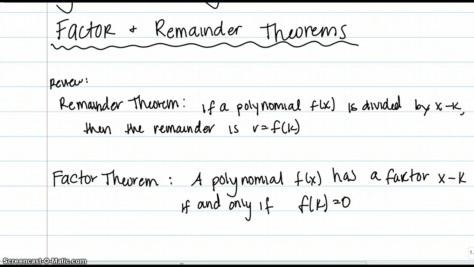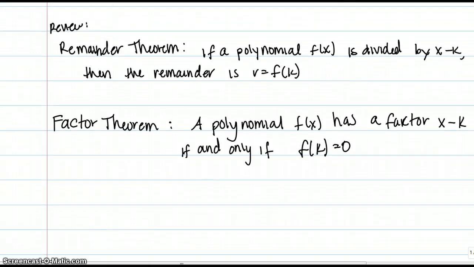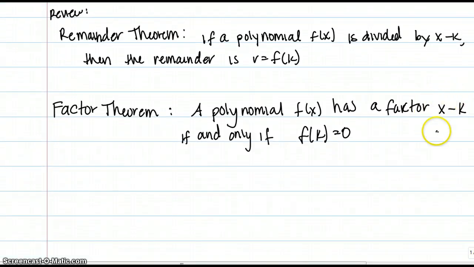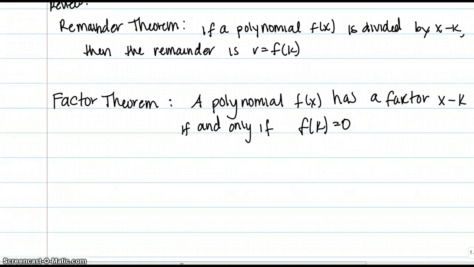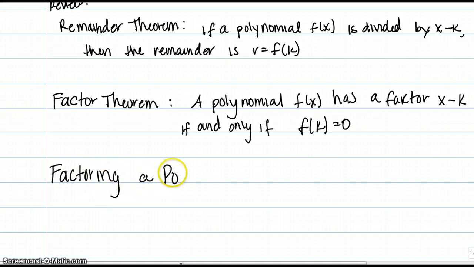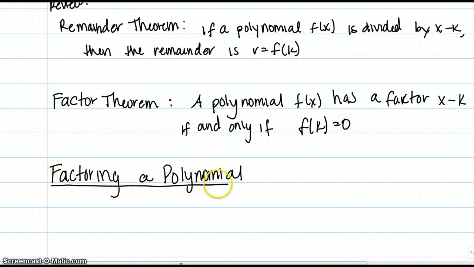So we did this when we talked about binomials and quadratics. Our factors were in the form x minus k, and when we set them equal to 0, we could solve for the 0, or the solution. So the first type of problem that we are going to do is factoring a polynomial. Factoring a polynomial, example 1.